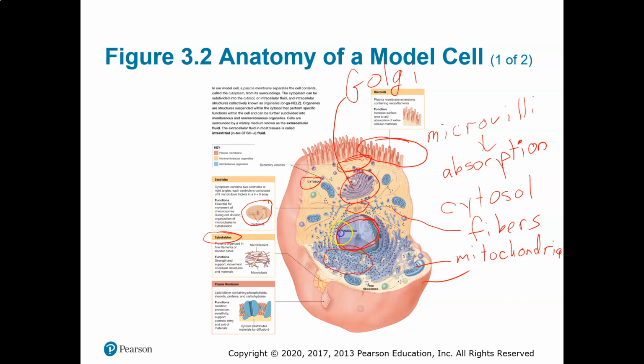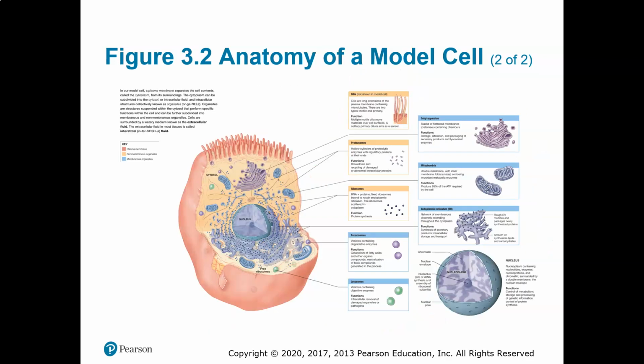These channels that are studded with dots, that are covered with dots, are called rough endoplasmic reticulum, rough ER, and they function to assemble proteins, and mainly they function in the synthesis of proteins. And then there is the smooth ER that's outside of the rough ER, and that functions mainly in the synthesis of lipids.